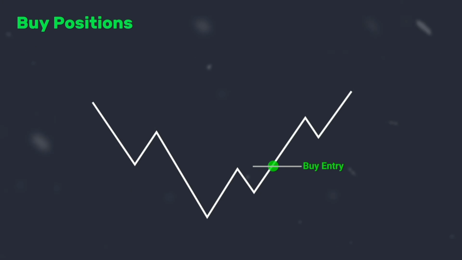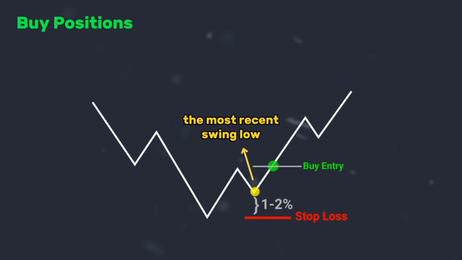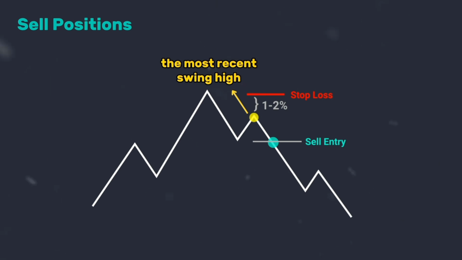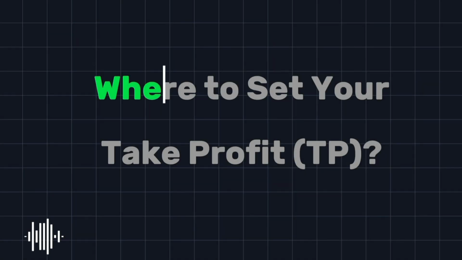For buy positions, place your stop loss around 1% to 2% below the most recent swing low. This helps limit your losses if the price moves against your trade. For sell positions, place your stop loss around 1% to 2% above the most recent swing high to protect yourself from unexpected price spikes. Where to set your take profit, TP.